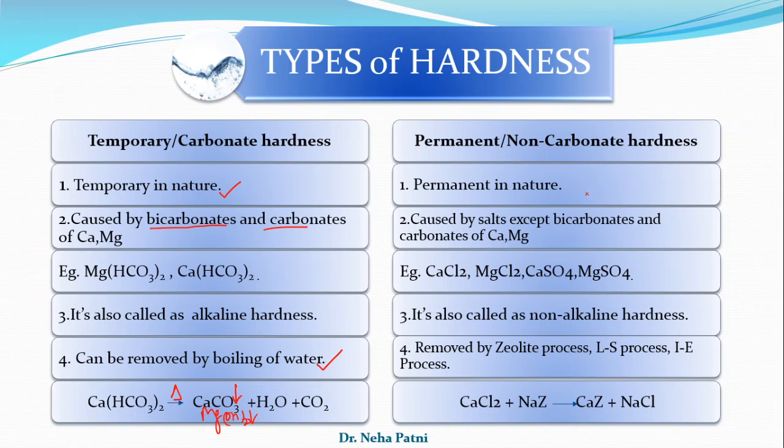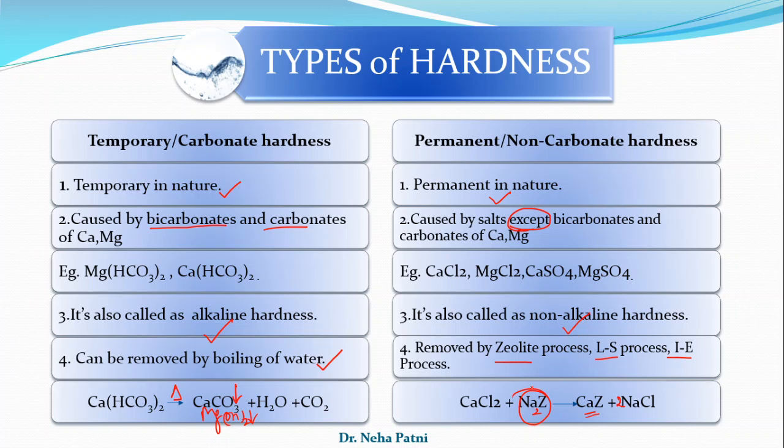That is how this kind of hardness is temporary in nature. On the other hand, if the salts are not bicarbonate and carbonate, but chloride, sulfate, or nitrate, they are permanent in nature and are not easily removed. You have to use zeolite, lime soda or ion exchange resin to remove those hardnesses. In the reaction, this is zeolite and there is an exchange of the hardness, and that's it. The anions are quite basic, which is why this is also known as alkaline hardness, while the permanent hardness is known as non-alkaline hardness.